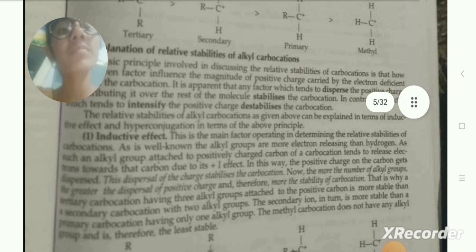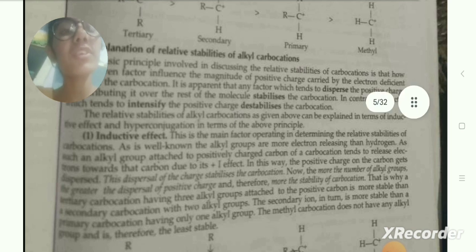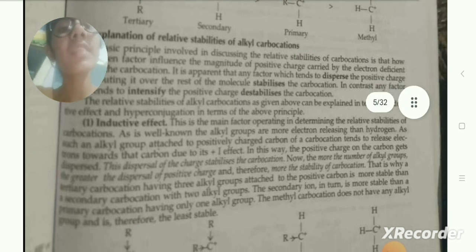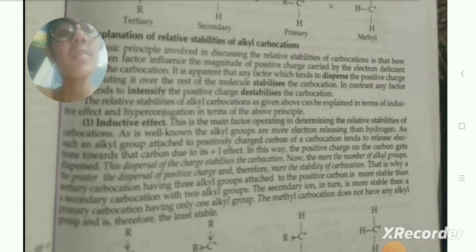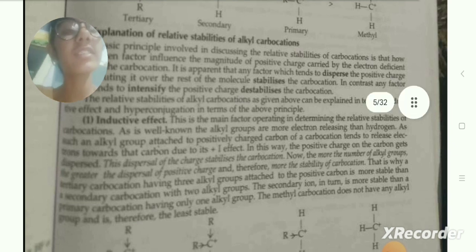As is well known, alkyl groups are more electron releasing than hydrogen. As such, an alkyl group attached to the positively charged carbon of a carbocation tends to release electrons towards that carbon due to its positive I effect, and the positive charge of the carbon gets dissipated. This dispersal of charge stabilizes the carbocation. Now, the greater the number of alkyl groups, the greater the dispersal of the positive charge, and therefore the more stable the carbocation.